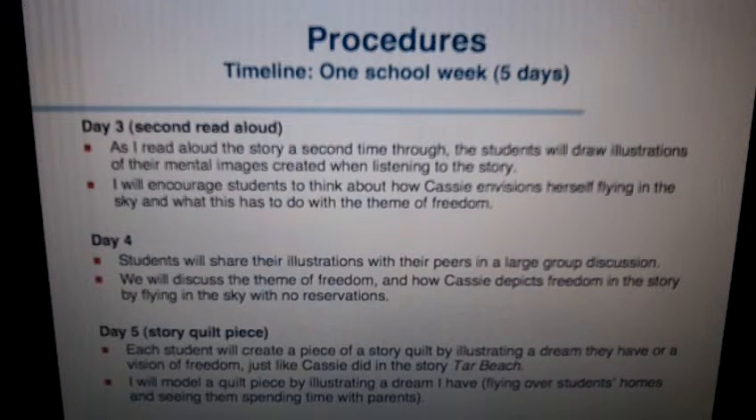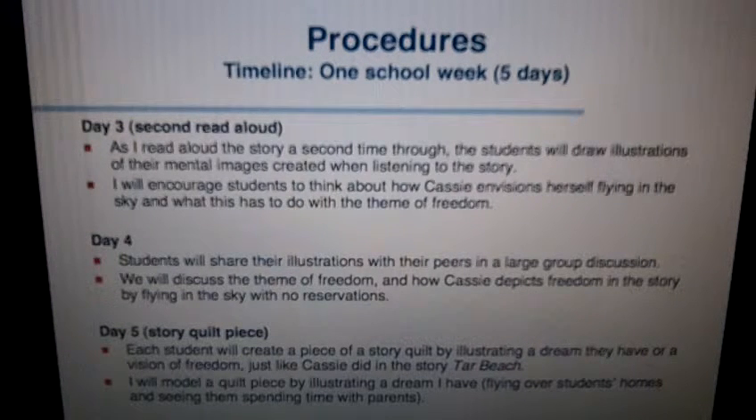On the 4th day, the students will share their illustrations and their mental images with their peers in a large group discussion. We're going to discuss the theme of freedom and how Cassie depicts freedom in the story by flying in the sky with no reservations.